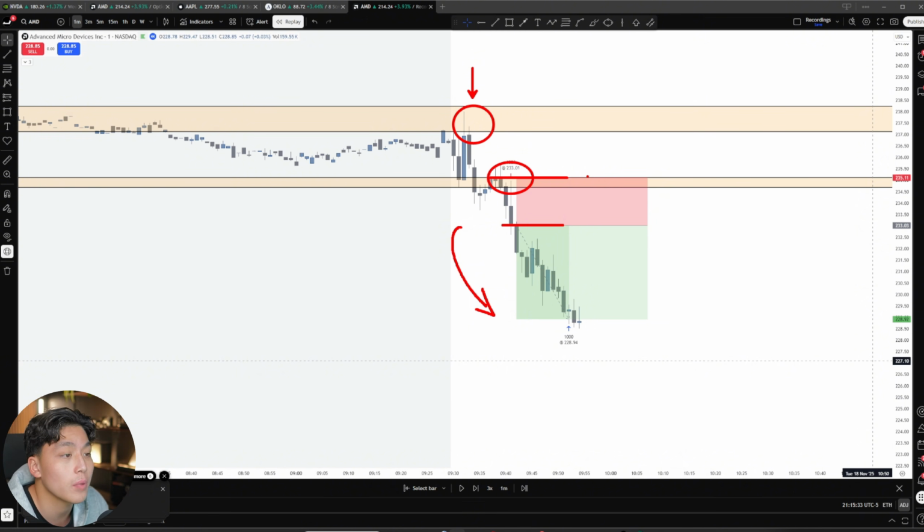So you can see plenty of levels. We're just boxing in our previous day highs and previous day lows, extending them over. And you can see how well these areas are respected. Now let's go on to the final example that we have for us today.